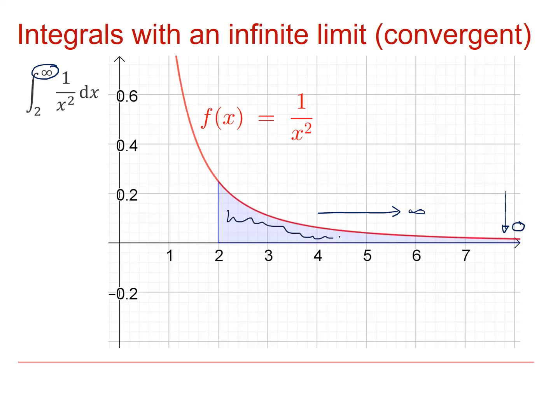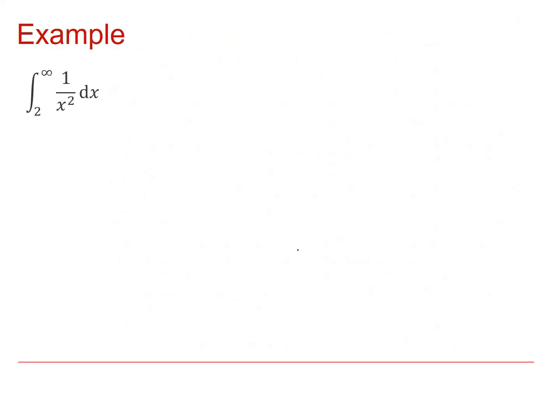What about this area? Does the area tend to a limit, or does it head off towards infinity? To look at that, we're going to look at the limits in detail. So here's my integral. I'm going to rewrite this as the integral between 2 and a of 1 over x squared dx, and I've replaced the upper limit with a variable a, and then I'm going to see what happens after I've done the integration as I allow a to tend to infinity.